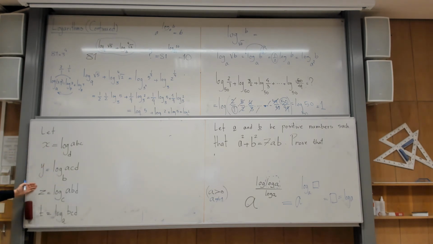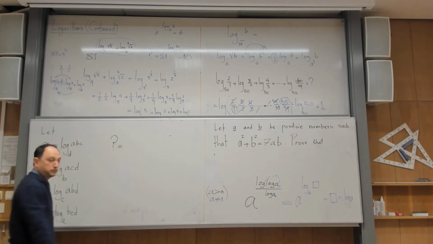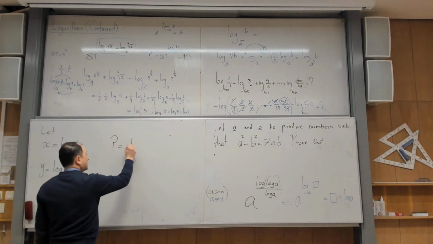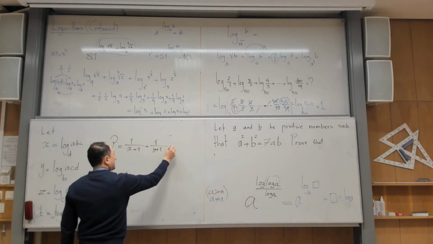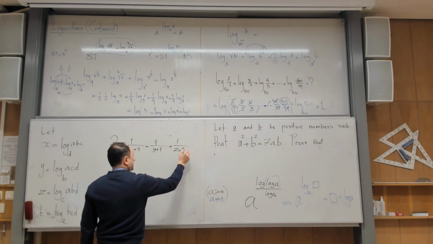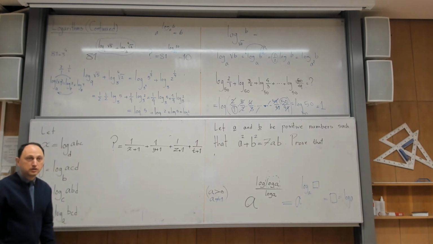Let me just double check. ABC to the base D. The next one, ACD to the base B. ABD to the base C. And then BCD to the base A. Yes. I want you to answer this question for me. The question mark is equal to 1 over x plus 1, plus 1 over y plus 1, plus 1 over z plus 1, plus 1 over t plus 1. I want you to answer this question.